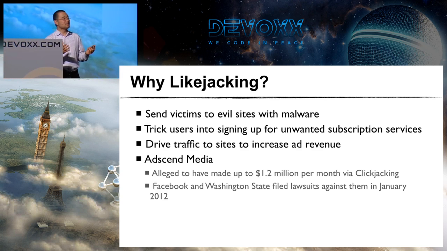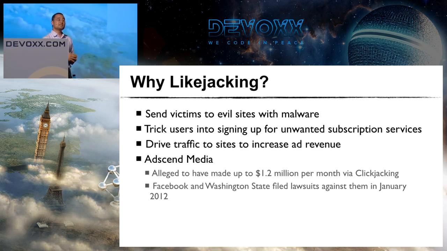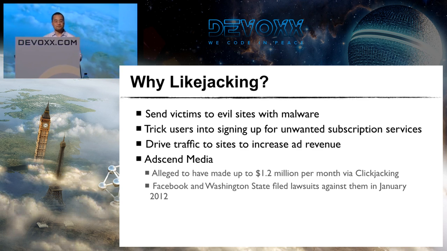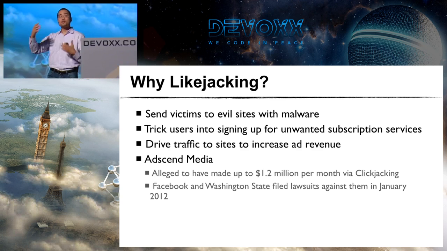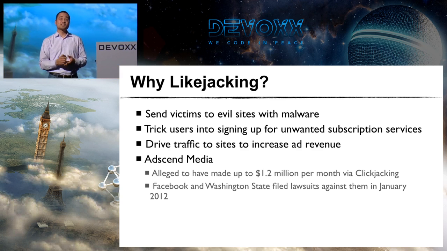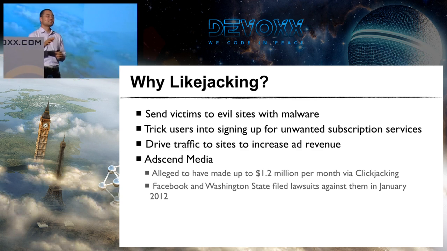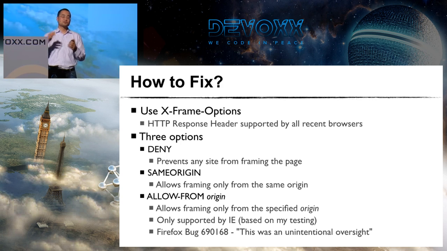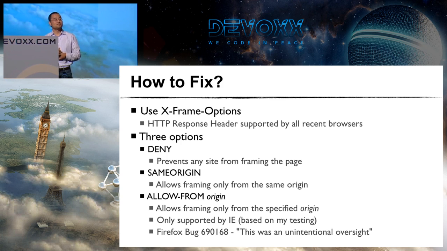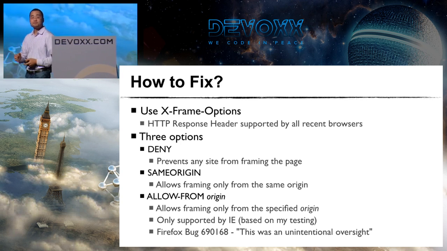And this is exactly what this company called AdSend Media allegedly did. Now, they're alleged to have made over $1 million per month using clickjacking. And this was shown to be true because Facebook and the state of Washington actually took the time to file a lawsuit against AdSend Media to force them to stop this practice. Now, they actually settled. The terms of the settlement weren't disclosed, but they were probably much less than the $1.2 million AdSend Media was actually making. So clickjacking can be a potentially lucrative business.